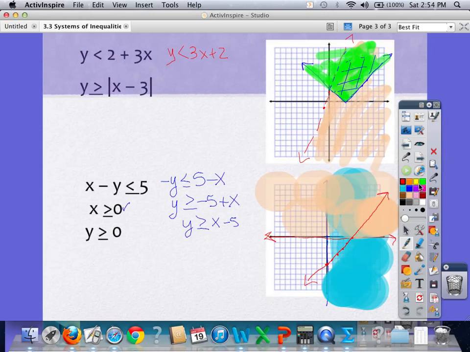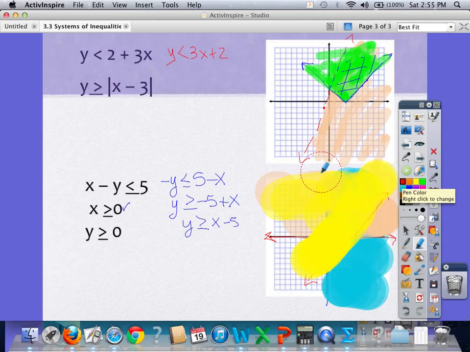So let's do a different color. I'm going to do other colors. Ugly. So we're going to do above this. Oh my goodness. I don't know if you can tell. Oops, not that.